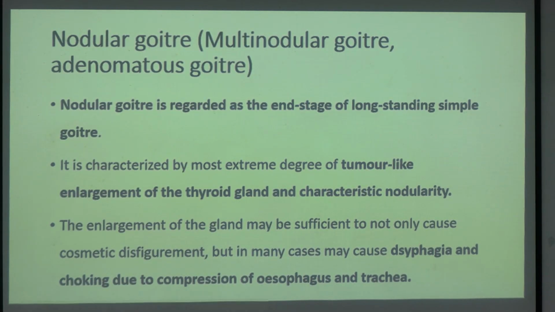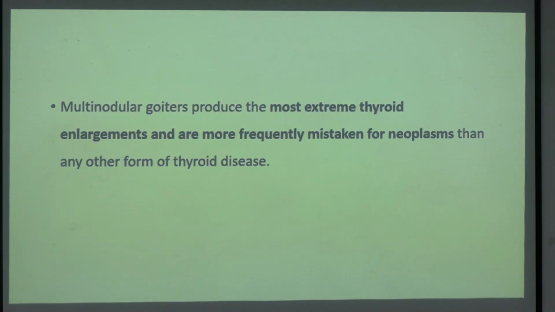Now nodular goiter or multinodular goiter. Nodular goiter is regarded as the end stage of long-standing simple goiter. It is characterized by the most extreme degree of tumor-like enlargement of the thyroid gland and by nodularity. That's why it is called multinodular goiter. The enlargement of the gland may be sufficient to cause not only cosmetic disfigurement, but in many cases dysphagia and choking due to compression of the esophagus and trachea. Multinodular goiters produce the most extreme thyroid enlargement and are more frequently mistaken for neoplasm.